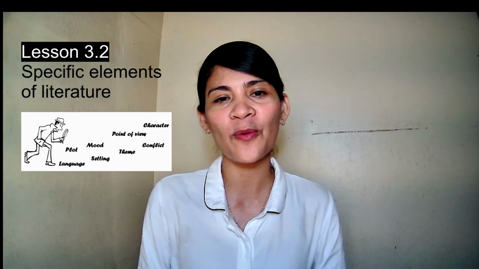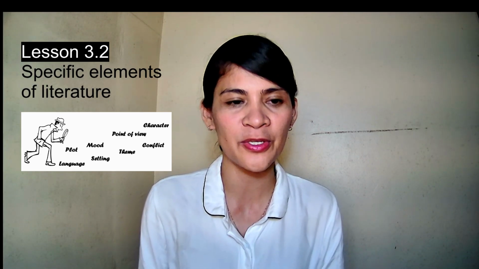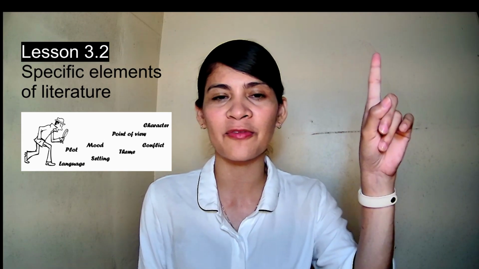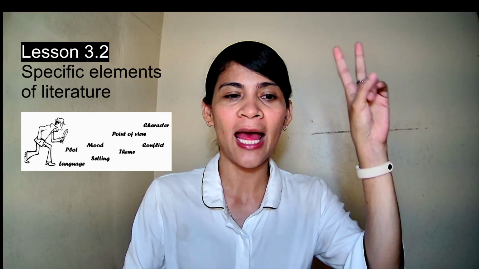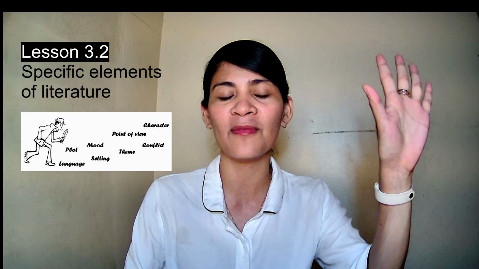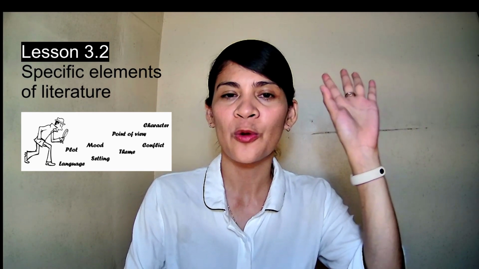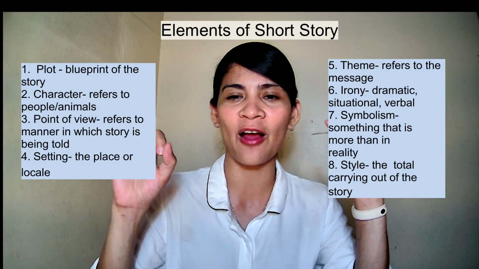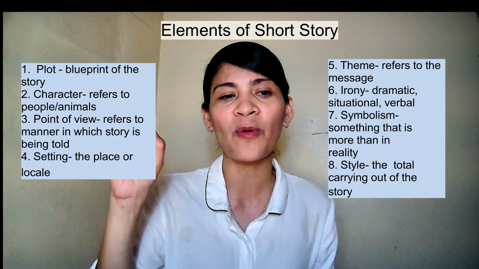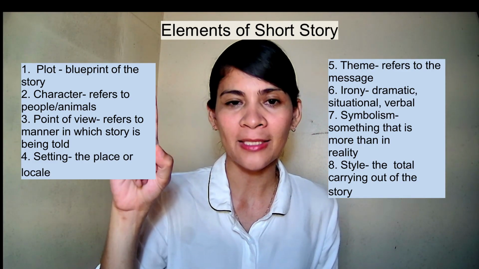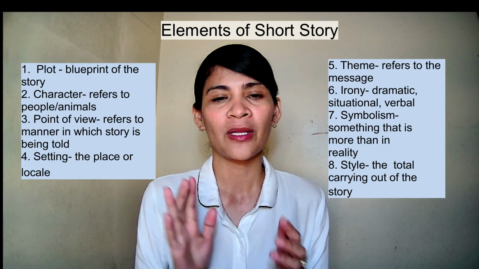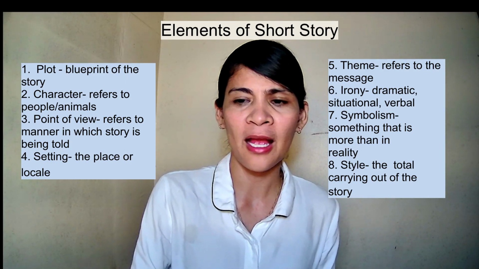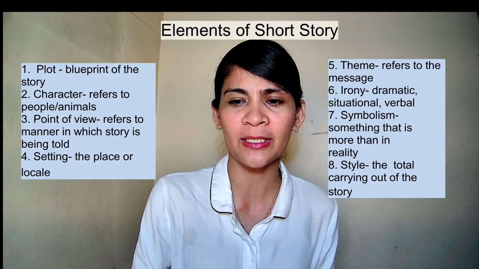Okay, so let's continue with the specific elements of literature. We have the elements of the short story, the elements of poetry, the elements of the essay, the elements of the novel, and the elements of drama. Number one, plot. So what is plot? Plot is the blueprint of the story. So what is blueprint, by the way? Have you questioned yourself what is blueprint?